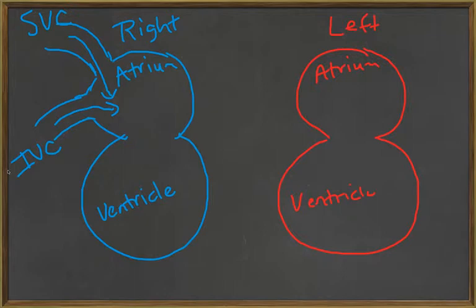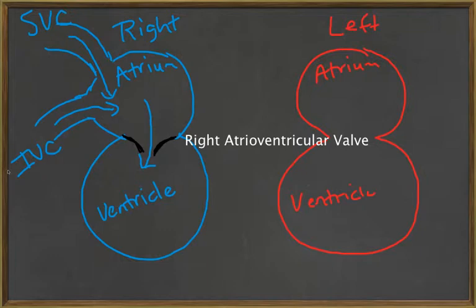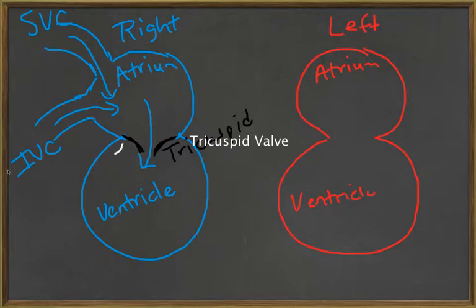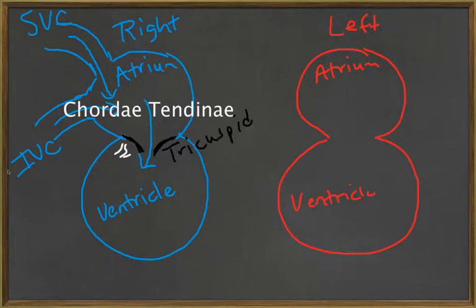Once this deoxygenated blood enters into the right atrium, it will flow through a broad opening into the right ventricle. It has to pass through a valve, which is called the AV valve. This valve is made up of 3 different cusps. We call this AV valve the tricuspid valve. And the tricuspid valve is held down by these chordae tendineae, which are attached to these papillary muscles that are attached to the walls of the ventricle.